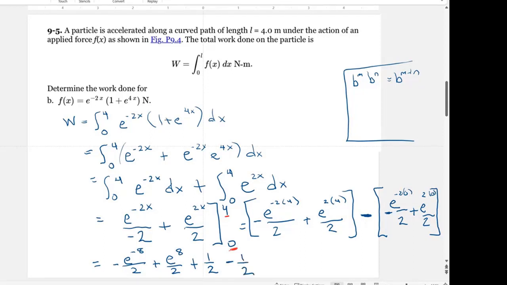And obviously 1/2 minus 1/2 cancels, and we get, flip them around, e to the 8th minus e to the minus 8th divided by 2. And my answer is, I did it already, 1490.48 Newton meters.